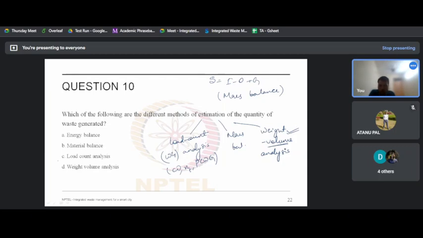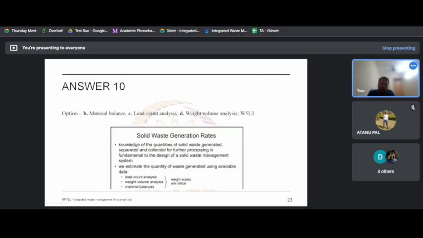Here multiple options will be correct. Material balance, load count analysis, and weight volume analysis, that is B, C, and D, are correct. So the correct answers for this are material balance, load count analysis, and weight volume analysis. Students can refer to the third lecture of this week for this question. Here we can see we need the knowledge of waste generated, separated, and collected for the design of the solid waste management system. We also discussed this in one of the previous questions.